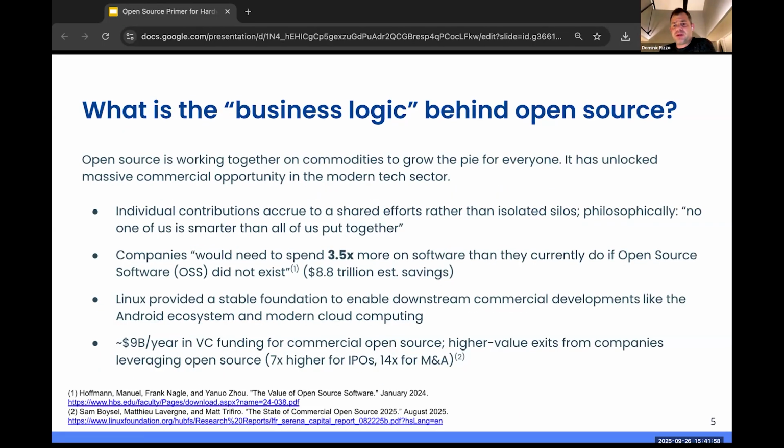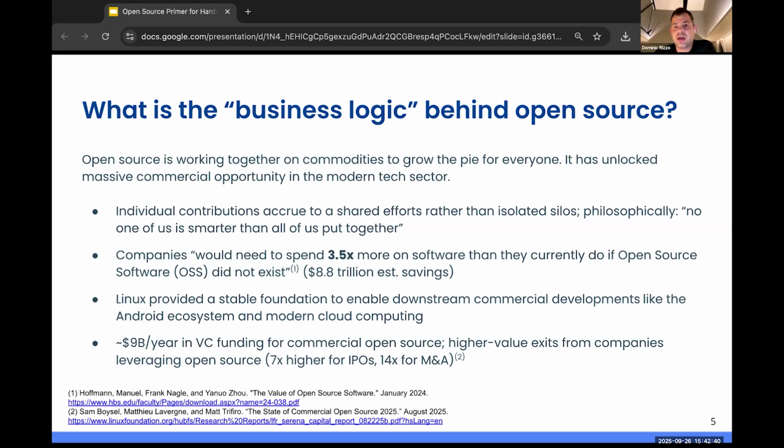What's the grounded business logic behind open source? Because it's all well and good to describe this in the abstract, but at the end of the day, someone is looking at a spreadsheet. So what's the business logic behind doing things open source? Well, it is a massive source of leverage for companies and organizations. This notion that no one of us is as smart as all of us together does hold true. These individual contributions to shared efforts, rather than happening in isolated silos, really accrue and build fantastic value for the participating organizations. This has actually been studied reasonably extensively, especially in the software space.